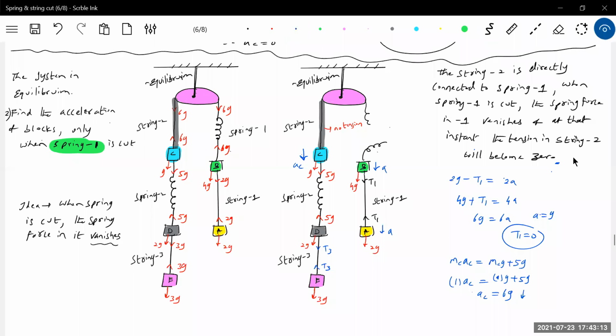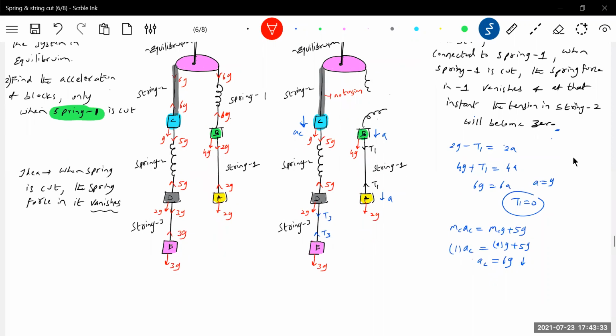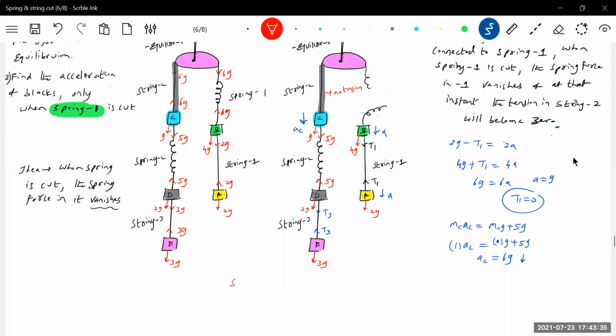Okay, somehow we got it. Let's come to this one. What will happen here? Spring force suddenly will not change. When you cut this spring, the sudden change in spring force in spring 2 will not change. So we'll write it here: AD and A will be 0, sir, then. Yeah, that's what we have to prove.